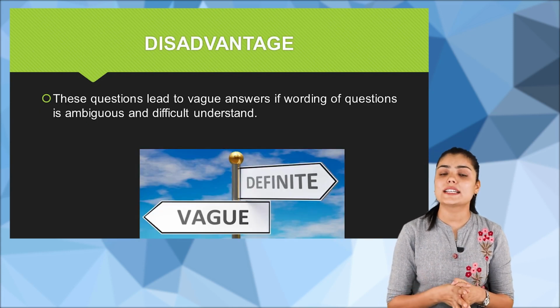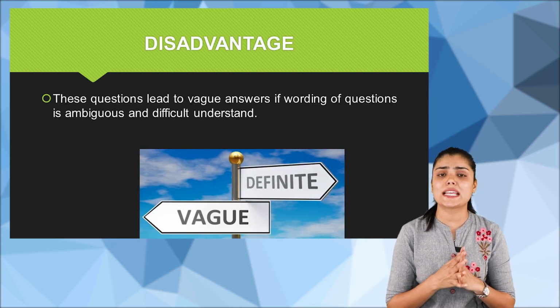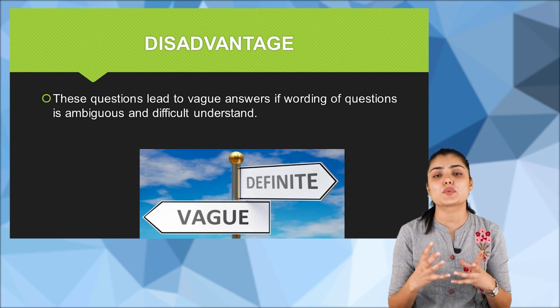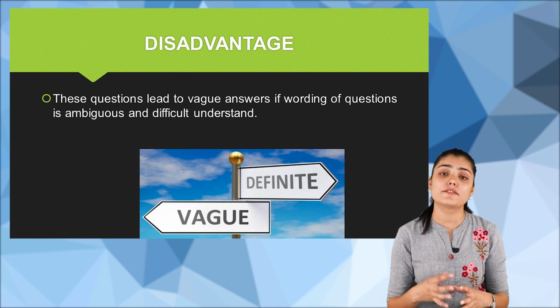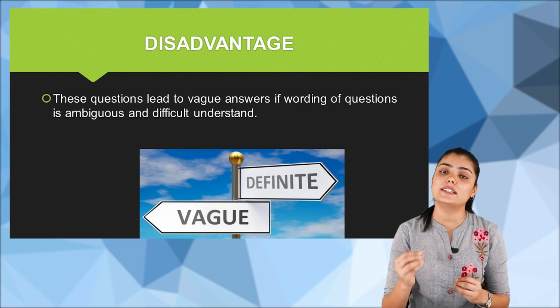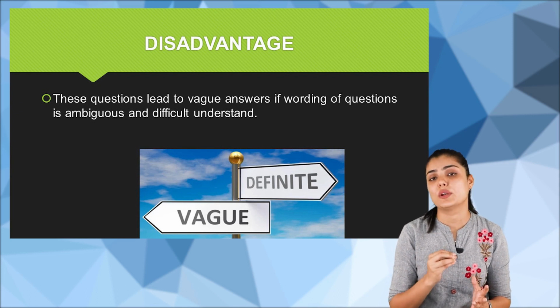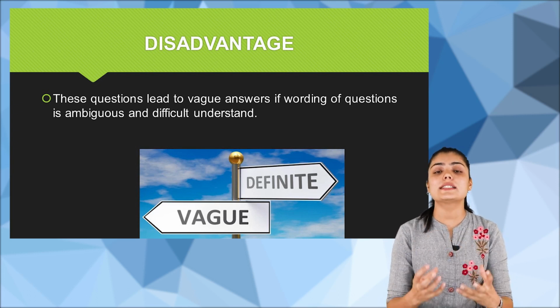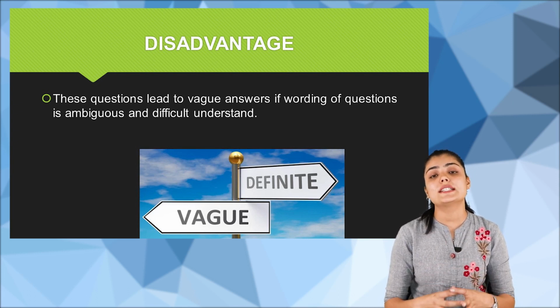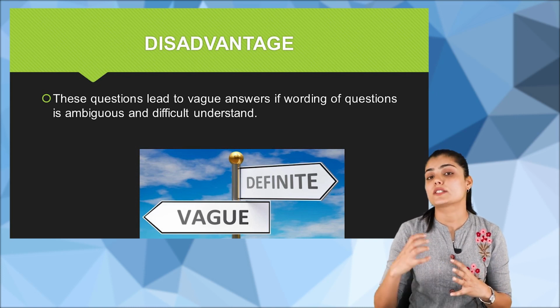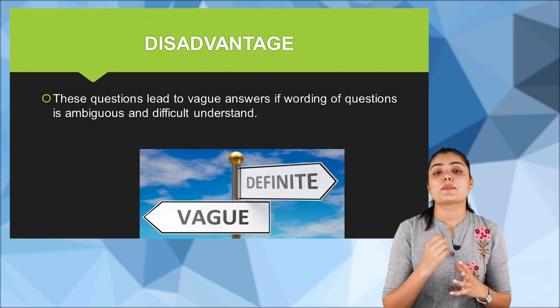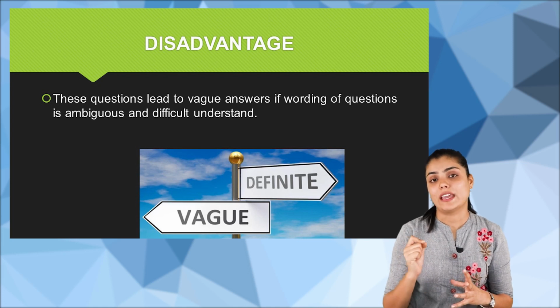The first disadvantage is that essay type question can lead to ambiguous answer. It can lead to answer which is not related to the question asked if the question asked is not clearly defined or if the question asked is not in simple words. So when it is not asked in a simple word, the respondents might not understand what is being asked and the respondent may answer the question very vaguely.